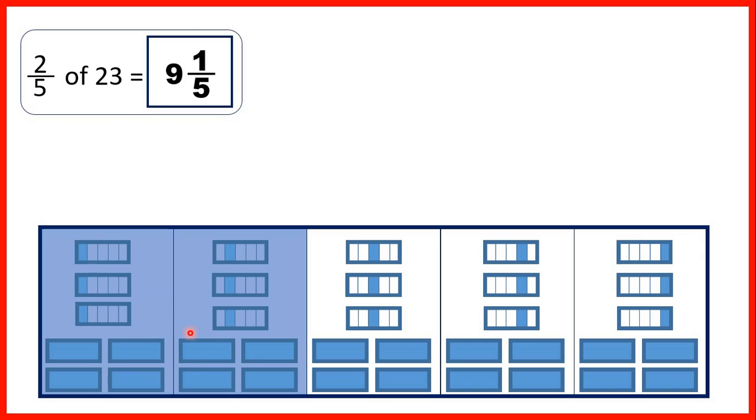But we can't write 8 and 6/5 as our answer, because we can't have an improper fraction in a mixed number. But we know that 5/5 is the same as 1 whole, so we can show 1 whole instead of 5/5, and now in the 2/5 that we have shaded, we have 9 blocks and 1/5 of another one, so that's 9 1/5 as our answer.